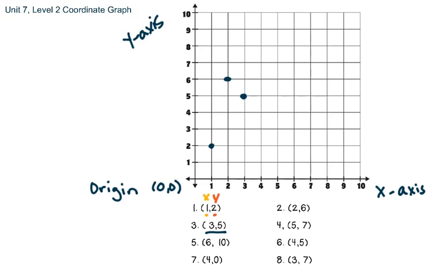We'll do one more for you, number 4, which is 5, 7. So again, I'm going to start at the origin. I'm going to move to the right 5, and I'm going to move up 7. Go ahead and put my mark right there. This is graphing on a coordinate plane. Again, in that first quadrant.